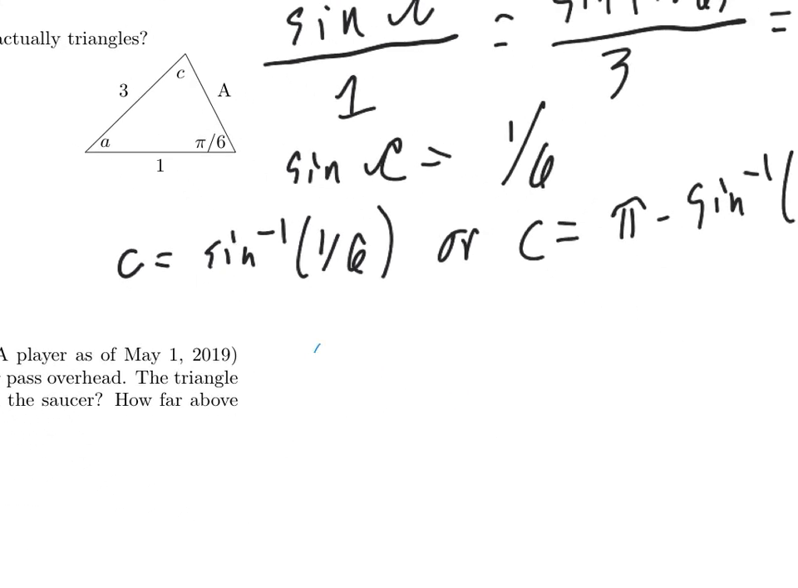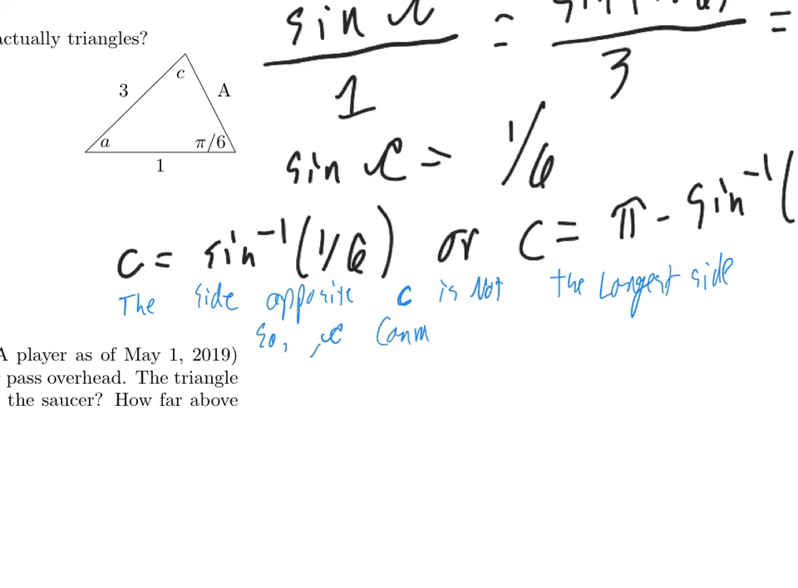So here's the observation: the side opposite C is not the longest side. So C cannot be obtuse. We conclude that C is equal to sine inverse of 1/6, whatever that happens to be. I won't get the decimal approximation this time.